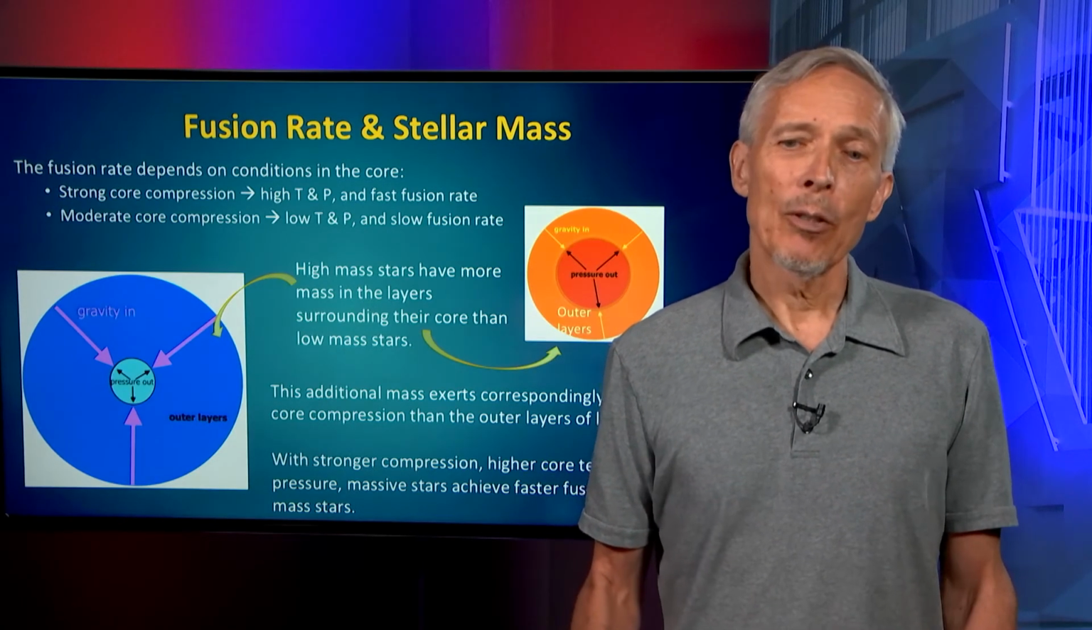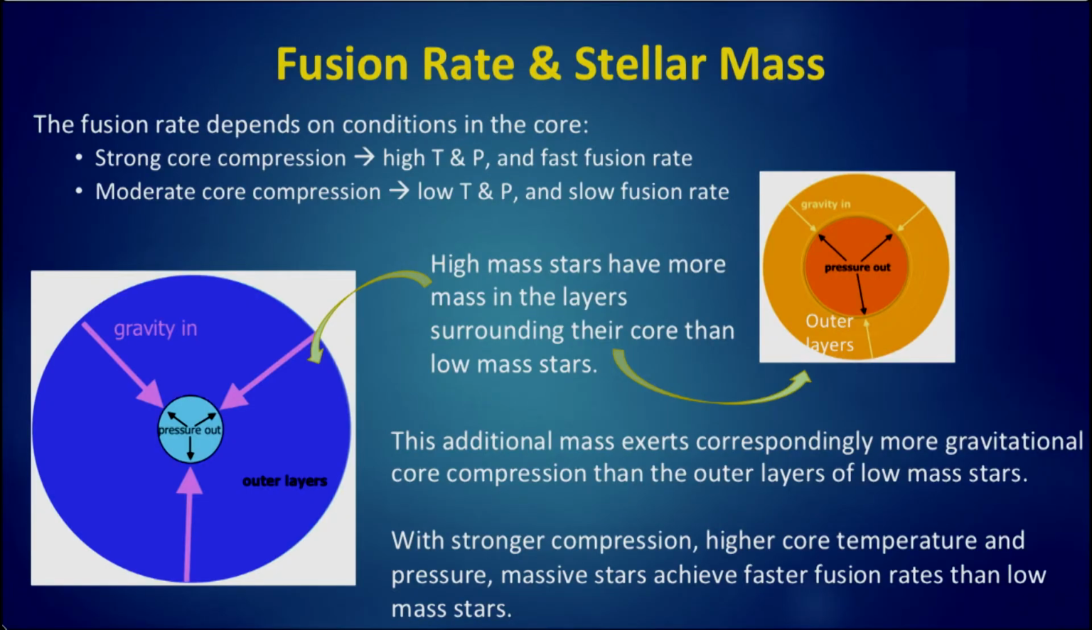So fusion rate, as we've seen, depends on the conditions in the core. The additional mass compresses the core, so these are very high density regions, and that high density in and of itself facilitates the nuclear reactions, because they're based on collisions between particles that are positively charged, protons or other nuclei, and that do not want to be in the same space. So the temperature and pressure is overcoming electrical repulsion as a microscopic force. So with that stronger compression and higher core temperature, massive stars are achieving much faster fusion rates than low-mass stars.